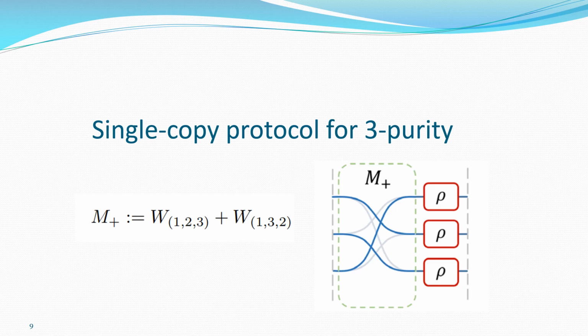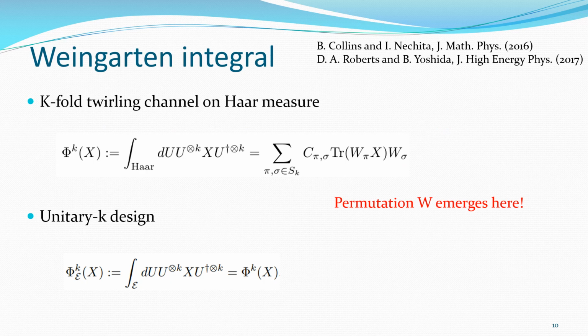We just consider a rho, not rho AB now. And by symmetry, we consider the measurement M plus equal to W123 plus W132. First, let us briefly review the mathematical tool used in our protocol, which is the Weingarten integral for the Haar random unitary. We use a k-qubit unitary to do the k-fold twirling channel on the observable X, and this U is sampled from the Haar measure, and the result is some linear combination of permutation operators W sigma on the k-qubit Hilbert space, and this C pi sigma is called the Weingarten matrix.